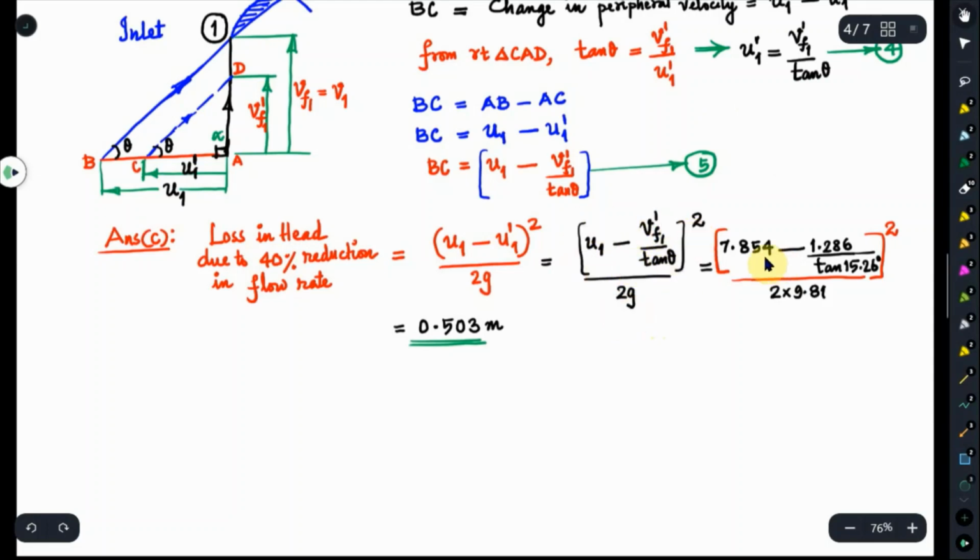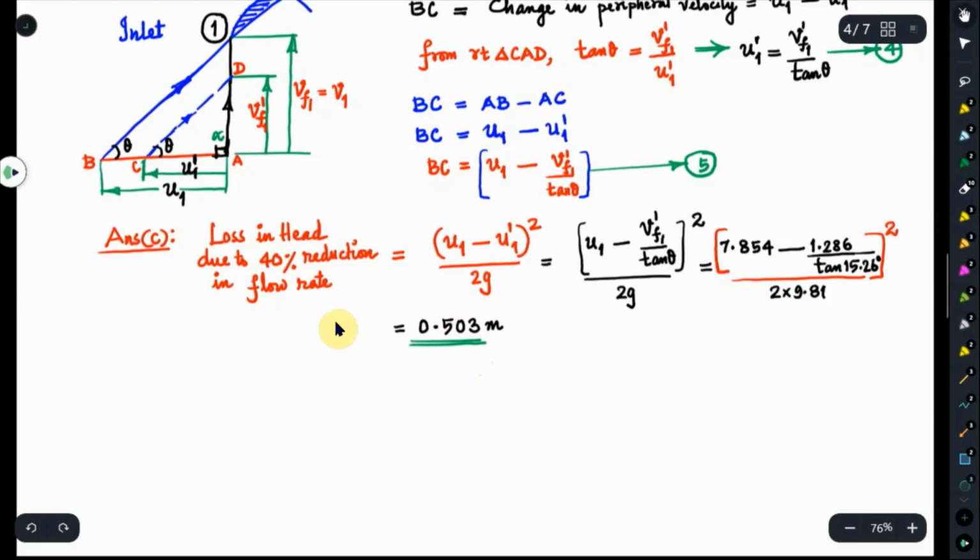We know all these values already. u1 is 7.854 minus this Vf1 dash is 1.286, that is the new velocity of flow at the reduced discharge conditions. Then tan theta, this is the original vane angle at inlet, which we found out already, that is 15.26 degrees. So if you operate this, then you will get 0.503 meters. That represents the loss of head due to 40% reduction in the flow rate.